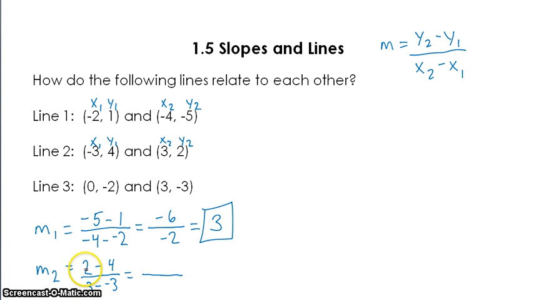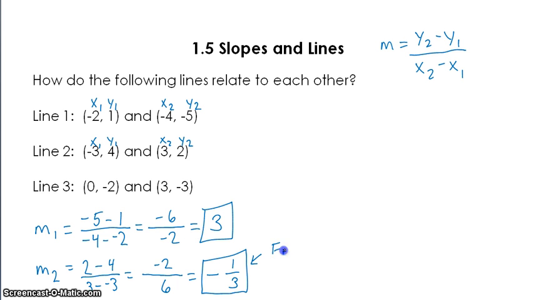I'm going to do the math starting with the numerator. 2 minus 4 is -2. 3 minus -3 is +6. Now I need to simplify. A negative divided by a positive is a negative, and 2 divided by 6 in lowest terms is 1/3.